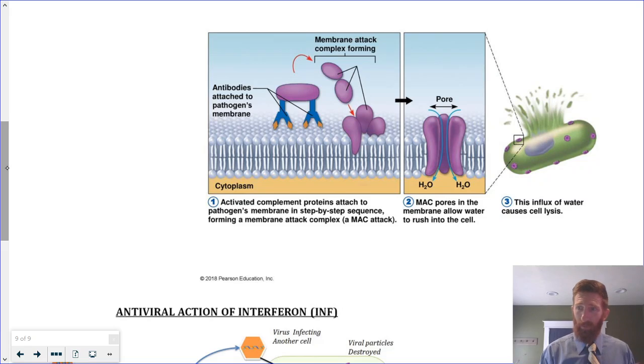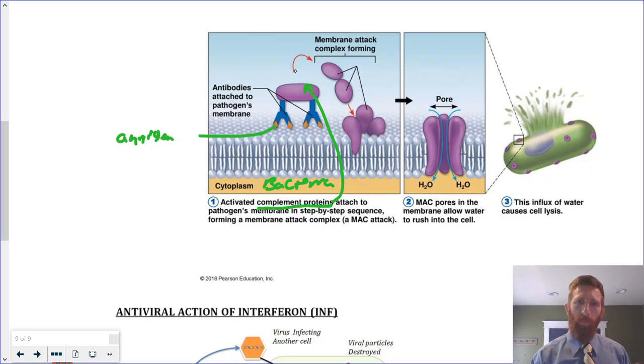Another second line of defense is something called complement proteins. So basically, we have our antibodies, right, that are attached to these antigens right here. So this is a bacteria, right? And bacteria have specific antigens, specific cell surface proteins. So this is antigen, right? And then the antibodies attach, and then the antibodies call in this complement protein right here, and then the complement protein makes these other proteins that make a pore into the bacteria.